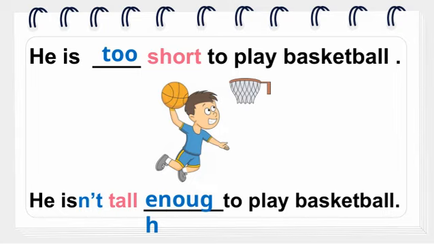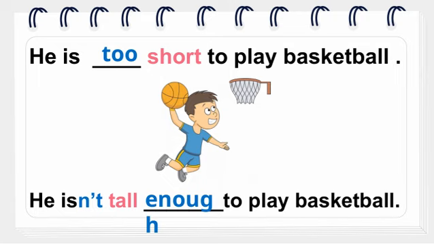So let's look at these two examples to understand how we use enough and too in relation to height and ability. In the first sentence, he isn't tall enough to play basketball. The word enough indicates that his height does not reach the necessary level for playing basketball. It highlights a deficiency or a limit. In contrast, the second sentence, he is too short to play basketball, uses too to emphasize that his height is excessive in the negative sense, meaning he's shorter than what is needed, and this prevents him from playing.